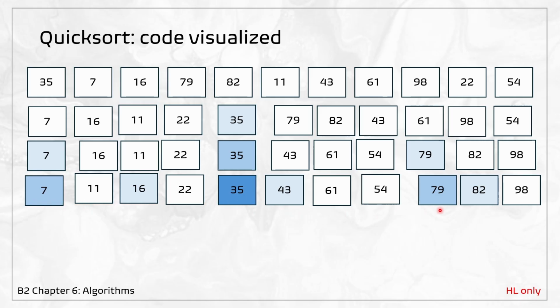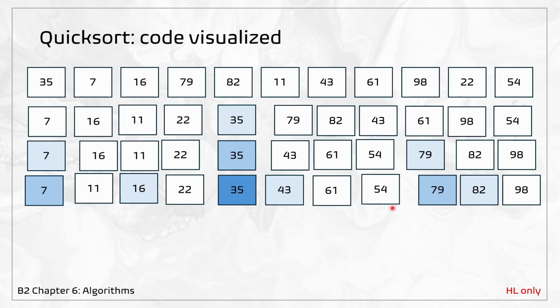Now on this right side, we see that 82 is the pivot, and 98 just goes to this right side. And because 98 is in a list of size 1, this part is then sorted. We don't need to do anything else. And we can even see that 79, 82, and 98 are now in their correct orders.